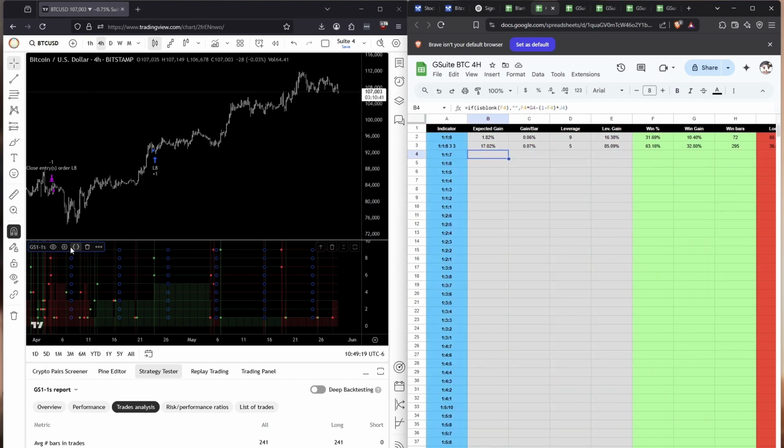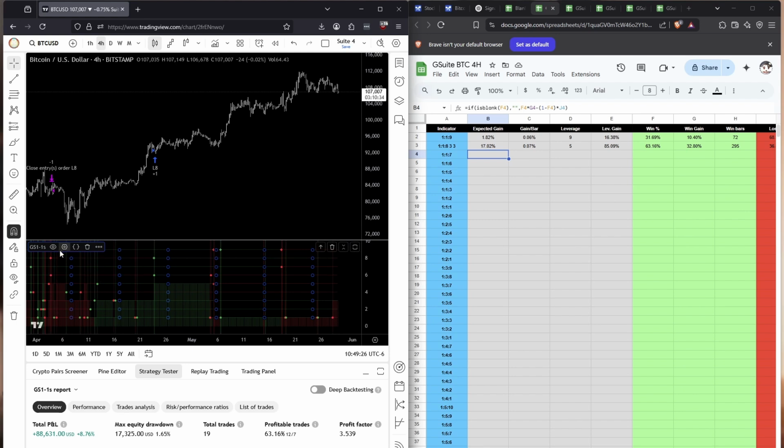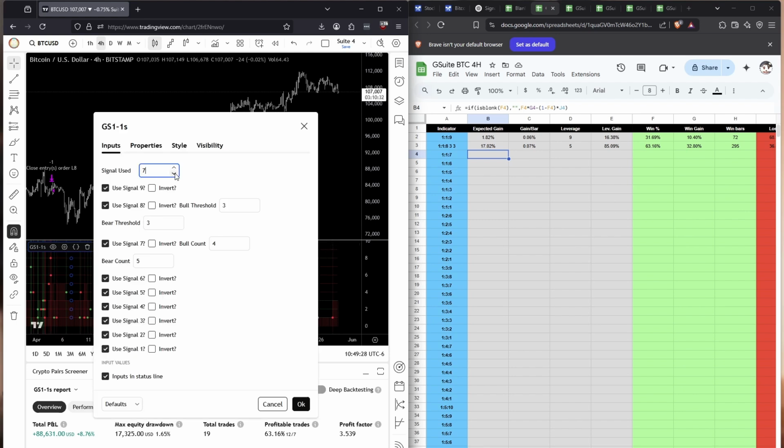And moving on, I'll just show a couple more, but you probably get the gist. So signal 7, go to overview, 7, 2.9 profit factor. If I invert it, I don't know that it would ever be better. Yeah, that's pretty good. And if I want to mess around with the bull count and bear count, if these don't make sense, don't worry about it. They just change stuff in the specific signal.